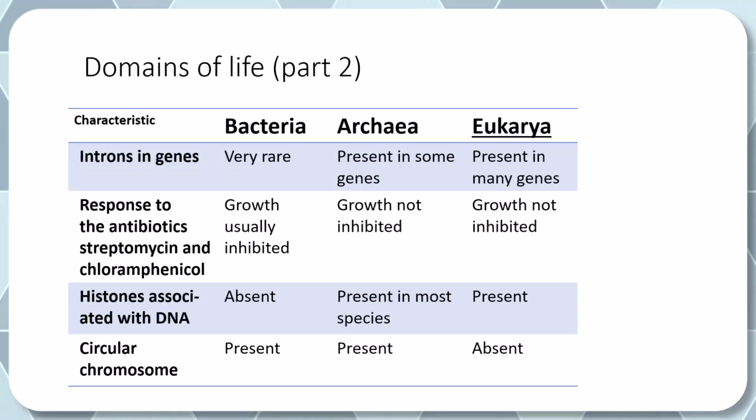But wait, there's more. So this table continues on another slide. Again, we've got bacteria, archaea, and eukarya, and we're comparing them. Introns in genes. Do you remember what an intron is? So remember, there's introns and exons. Introns are those intervening sequences that don't make it into the mature mRNA. So we really wouldn't expect bacteria to have them. Archaea have some of them. Eukarya, it's pretty common to have introns in genes. Response to antibiotics. So bacteria, their growth is inhibited by antibiotics typically, but archaea and eukarya, their growth is typically not inhibited by antibiotics.